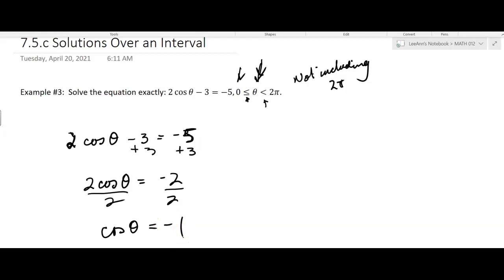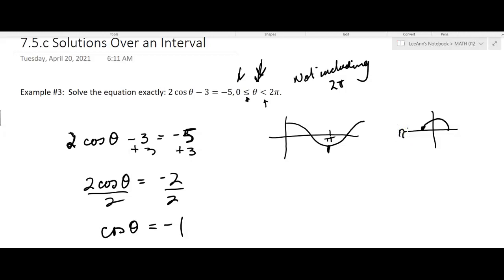Now, you're thinking, okay, where is the angle? You know, what angle do I have that has a cosine of negative 1? There's a couple ways you could do this. I might draw a picture of the cosine curve and say, oh, where's that negative 1? Oh, it's at pi. So you might remember it that way, or you might think of something like this, oh, the unit circle, oh, it's negative 1 at pi. Something like that.